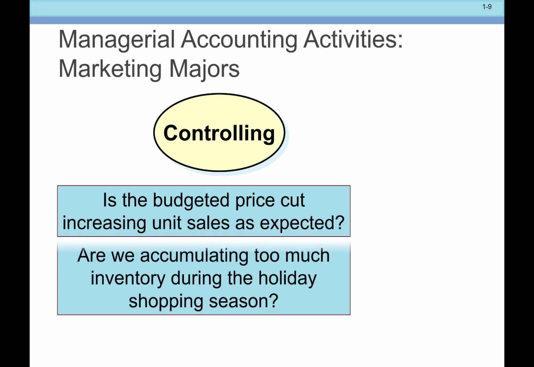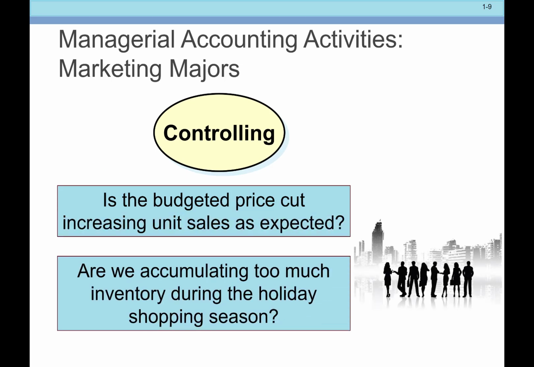Okay, and then we have controlling. So what happens? We have our budget, but then we're going to be comparing our budget to the actual results, right? And that'll allow us to see if we are achieving our budgetary goals, and if not, we'll make adjustments from there and continue to monitor as we control the operations of the entity.